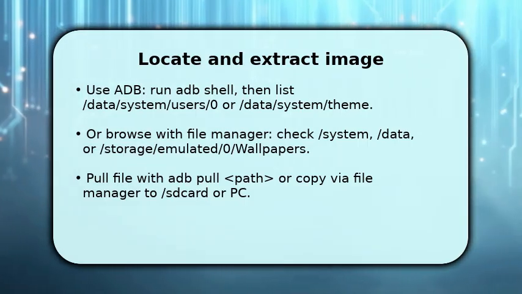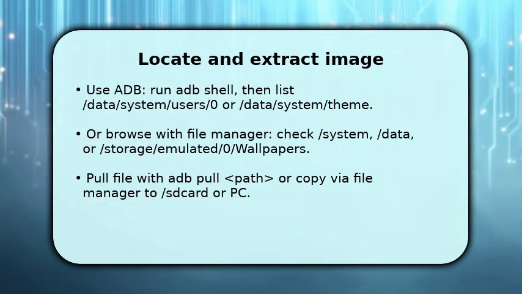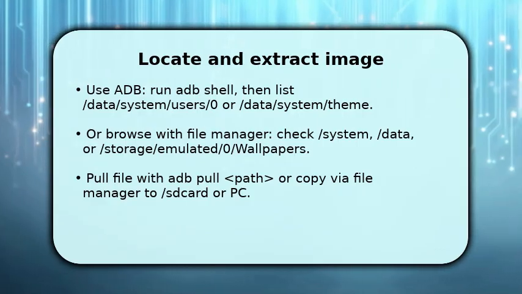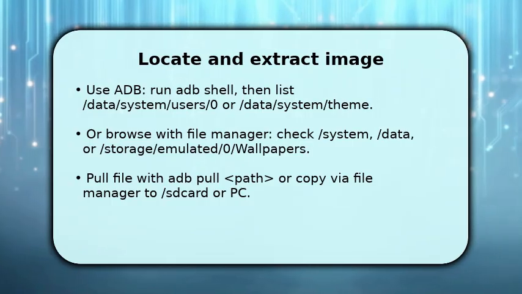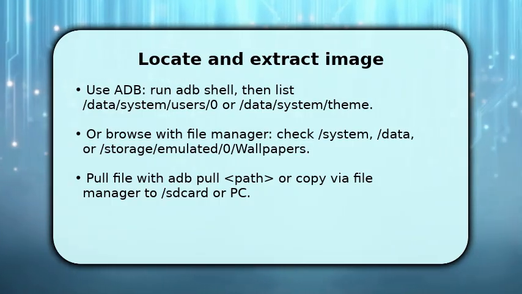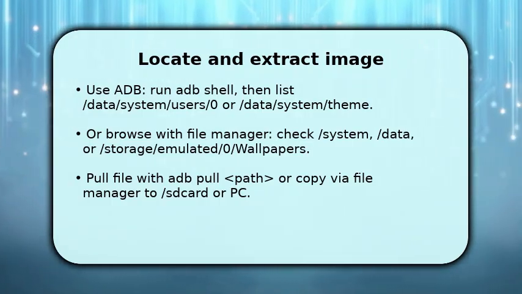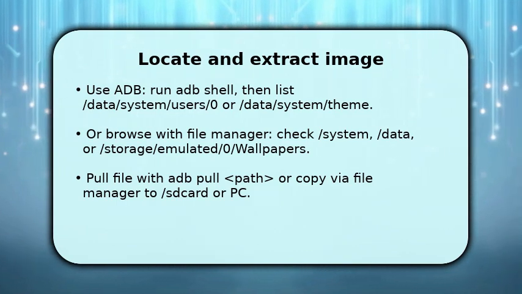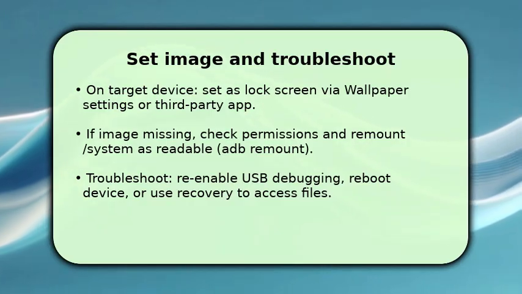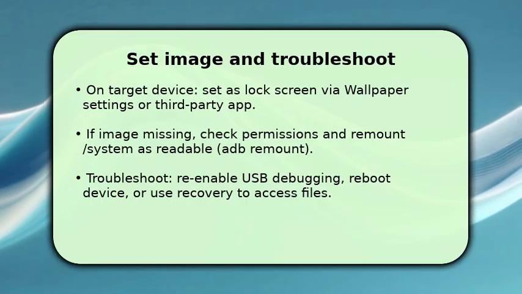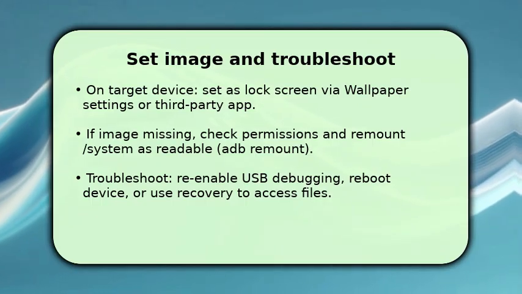If using a file manager, navigate to System Wallpaper folders and copy the image to internal storage or cloud. Because some images are stored as cache or in theme packages, make sure to check both PNG/JPG files and asterisk cache. Once you have the extracted image, transfer it to the target device and open Wallpaper settings, choose Lock Screen and pick the file, then adjust crop and save.